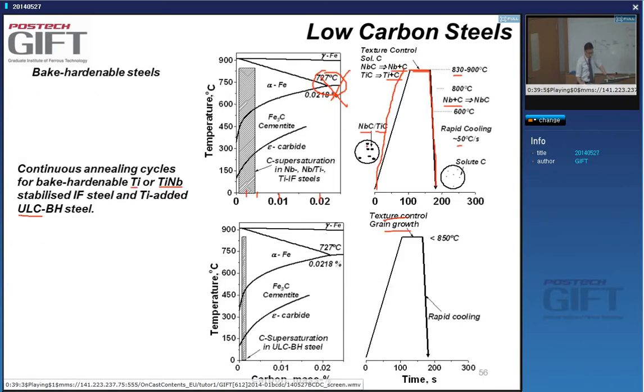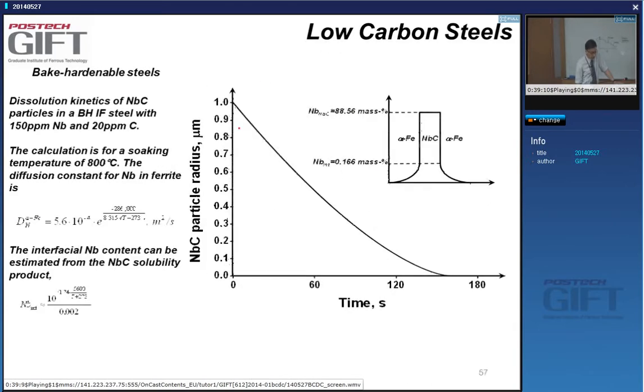You can perfectly control, for instance, these niobium carbide bake hardening steels. We look, for instance, at the solution of niobium carbide during continuous annealing. Say you have some niobium carbide. How long will it take for you to dissolve the niobium carbide? 1 minute, 3 hours? Well, you can calculate it, because we know the kinetics of particle growth and particle dissolution.